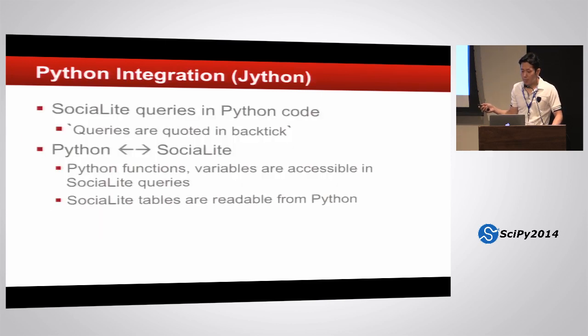And we have Python integration. Well, it's mostly Jython, but we let you intermingle Python code and SociaLite queries in the same file, as long as you embed the SociaLite queries inside backticks. So for this, we extended the Python interpreter to pre-process the SociaLite queries. And we support full interoperation between Python and SociaLite. So from SociaLite queries, you can access Python functions and variables. And from Python code, you can access the tuples in SociaLite tables.